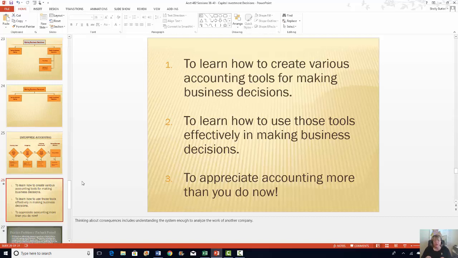And then again, this is Jason, but to appreciate accounting more than you do now, I just think that it is crucial to understand accounting and understand how to do these tools and understand the numbers, because every business decision comes down to the numbers. They talk about qualitative aspects of business, but it always comes down to the quantitative numbers. Always, always, always.